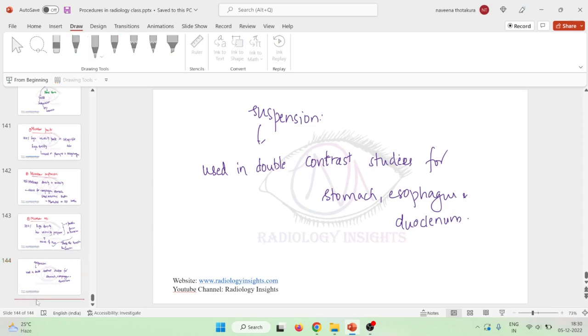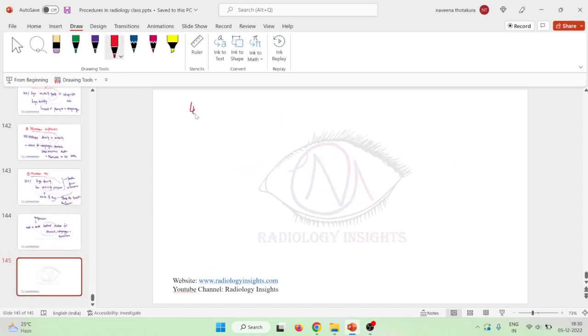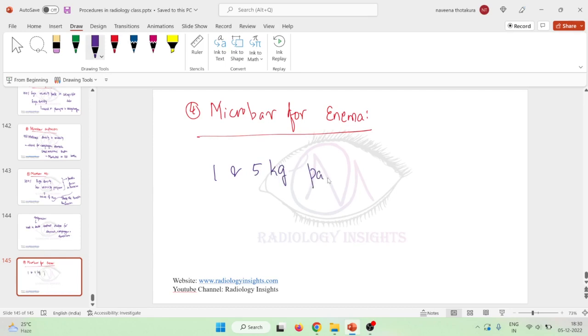Next, the fourth type of Microbar is the one used for enema. The Microbar or barium sulfate can also be used for enema. One important thing is that Microbar enema is available as 1 and 5 kg packs of powder, and these are added with water to get the desired suspension.